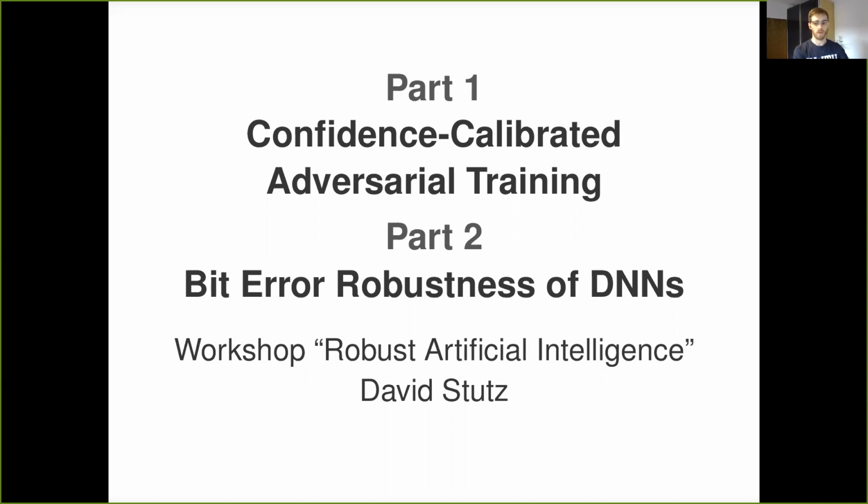First, I want to talk about robustness against adversarial examples. Specifically, I'm going to present confidence-calibrated adversarial training, which allows us to obtain robustness against various types of adversarial examples, even if unseen during training. And second, I want to talk about a very applied problem of robustness, namely robustness against bit errors in quantized DNN weights. In the context of DNN accelerators, robustness against such bit errors can improve the energy efficiency significantly.